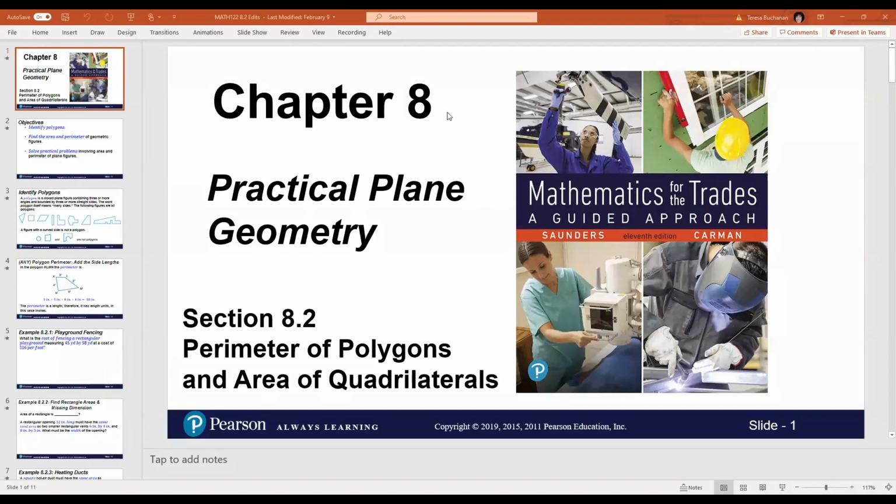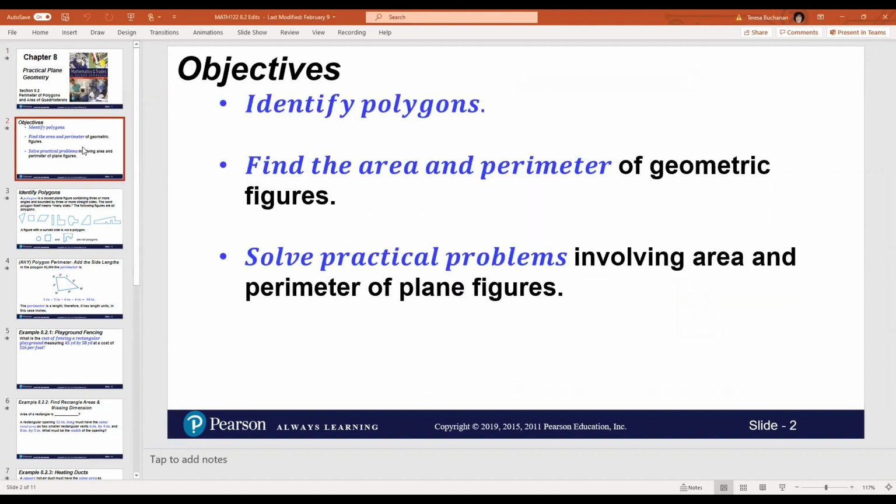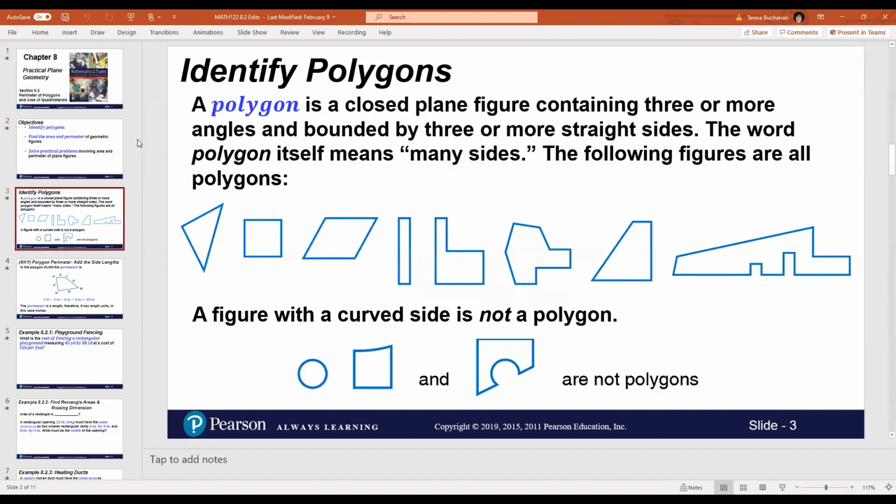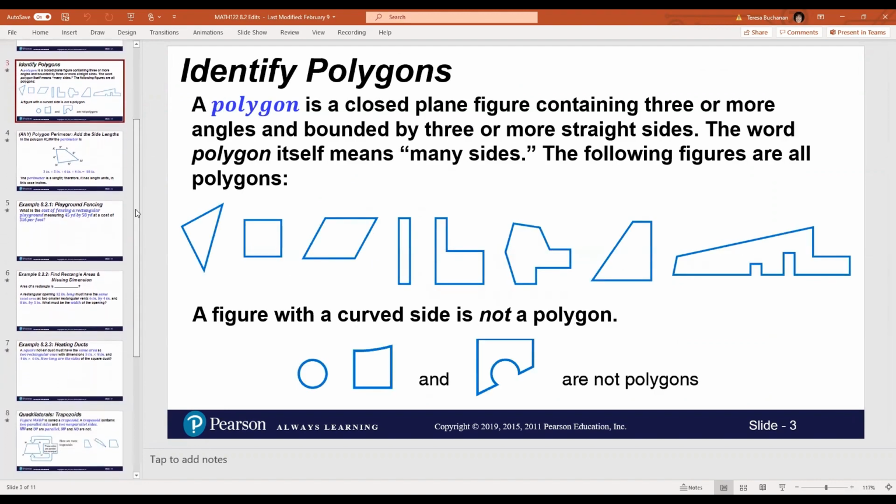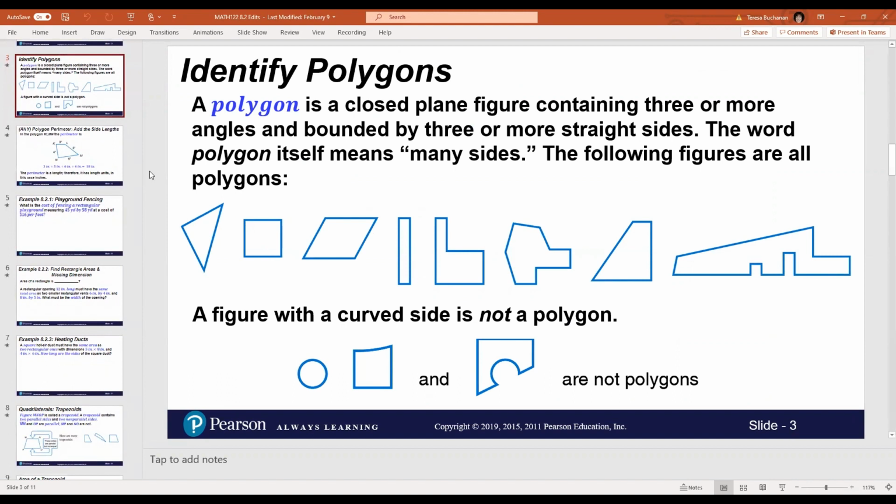All right, and so you're seeing perimeter of polygons, and area of quadrilaterals. We need to identify polygons, find area and perimeter of geometric figures, solve some practical problems involving area and perimeter. So polygon sounds like an exotic name for something, but it really is just a general name for a figure made of straight sides. It just means many straight sides.